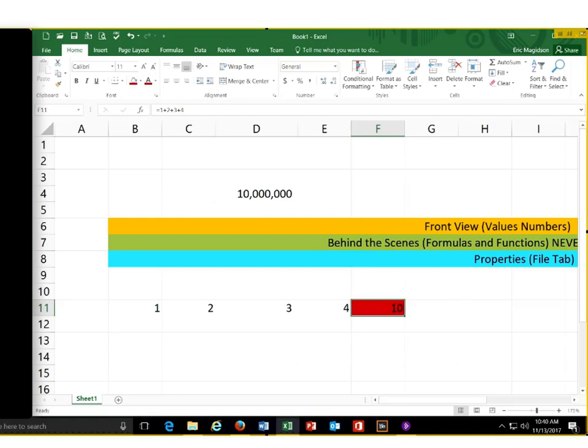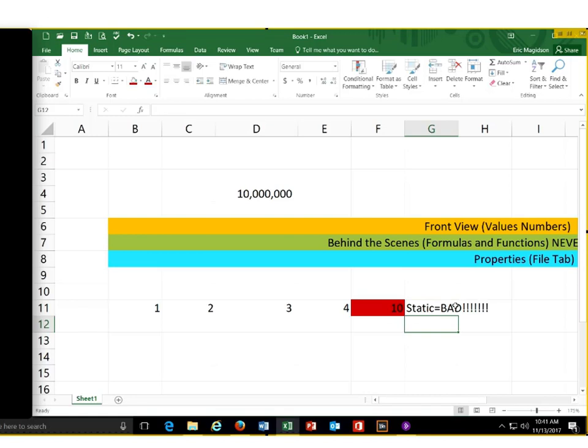Bad? Yeah. No good? Okay. So with this, we refer to this as a static formula. And static, in my book, equals bad. We never want to do a static formula in Excel.